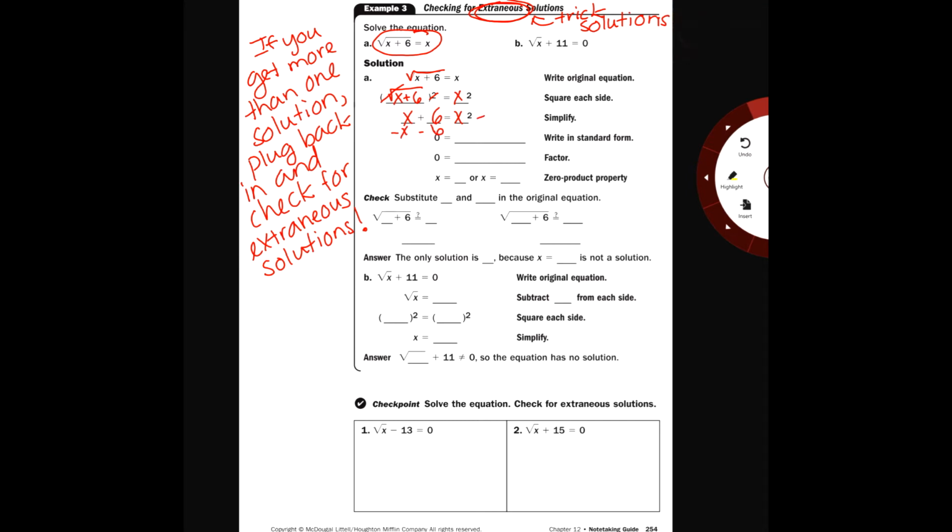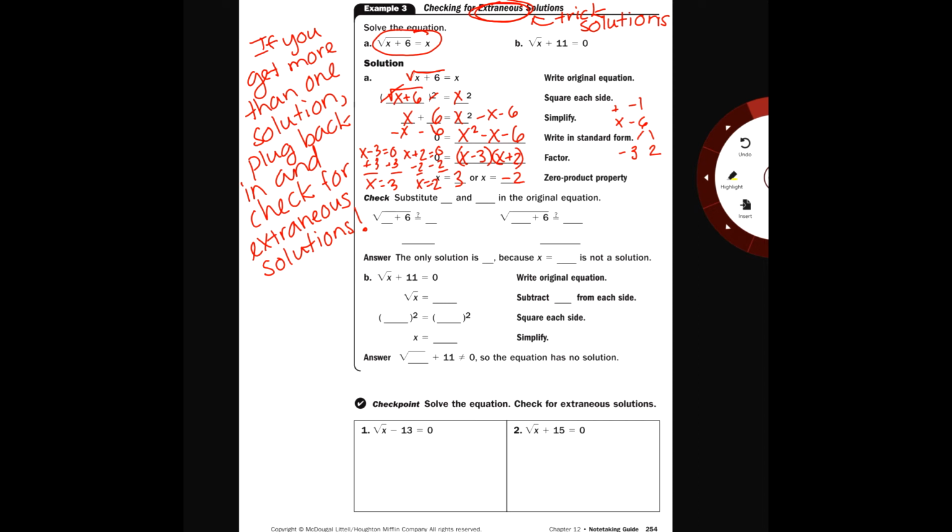So I'm going to subtract x and subtract 6. So I get 0 equals x squared minus x minus 6. So I need to factor. Well, what adds to negative 1 and multiplies to negative 6? It's going to be a negative 3 and a positive 2. So I have x minus 3 and x plus 2. So now I need to solve x minus 3 equals 0, x plus 2 equals 0, add 3, x equals 3, subtract 2, x equals negative 2. So your answers are 3 and negative 2.